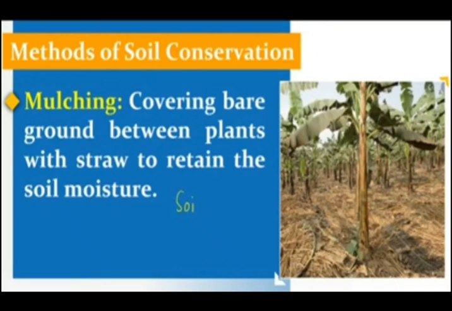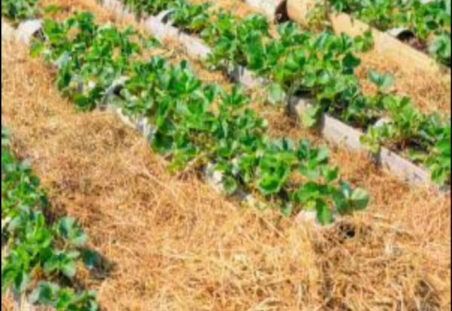Or you can say a layer of material applied to the surface of soil, as you can see in this picture also. A layer of organic matter, just like straw. And what does it help with? It helps to retain soil moisture.